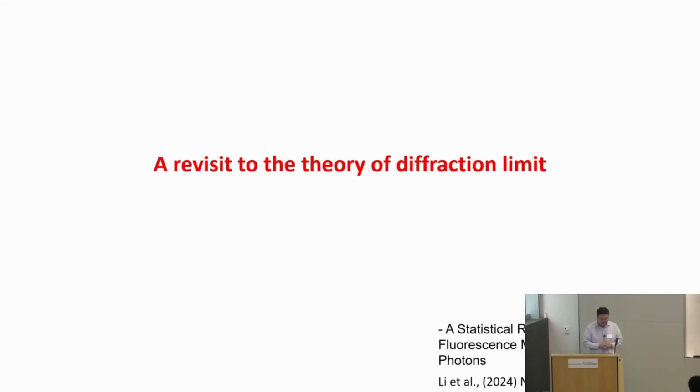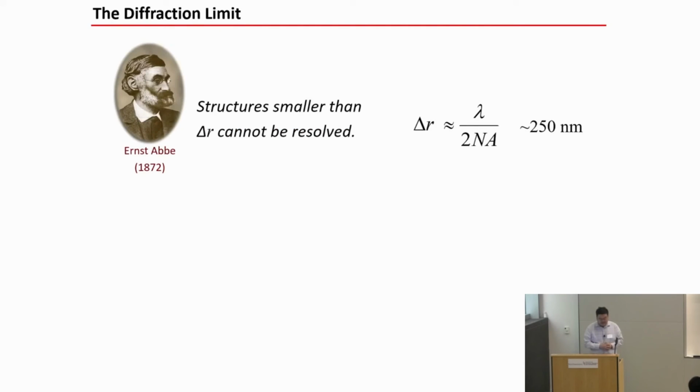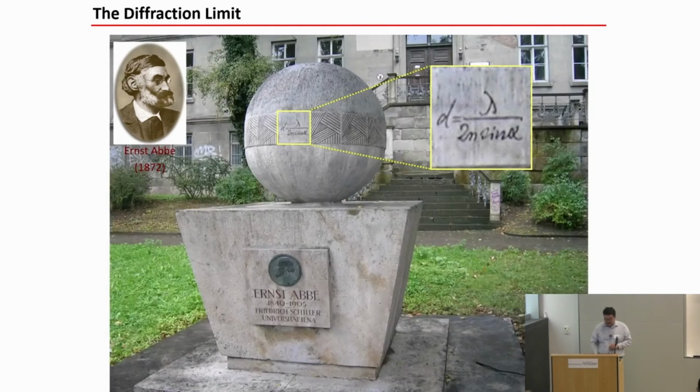So, a revisit to a theory of diffraction limit. We all know Abbe, 150 years ago, proposed this diffraction limit, which still governs almost all imaging development, even nowadays, in our modern microscopy world. It basically says structures smaller than delta R cannot be resolved, and delta R is proportional to lambda and inversely proportional to the NA. And this is actually carved in stone at the University of Vienna.